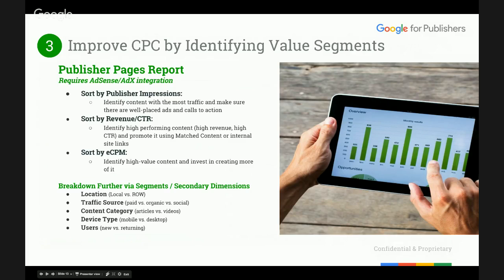And you can also look at the content category. If you have articles, videos, or different authors, are there certain articles that are blowing up? Are there certain types of authors whose content is more effective? Are certain types of articles popular, like recipes versus blog posts or videos versus articles? And then device type is another big segment. Typically, you see a discrepancy in the amount that mobile traffic is worth versus desktop traffic.